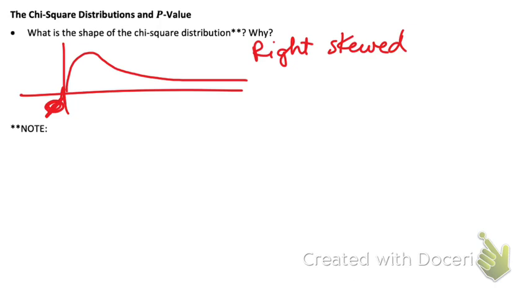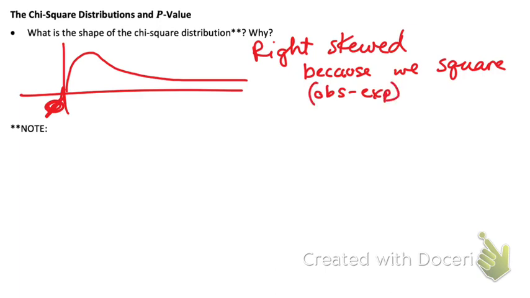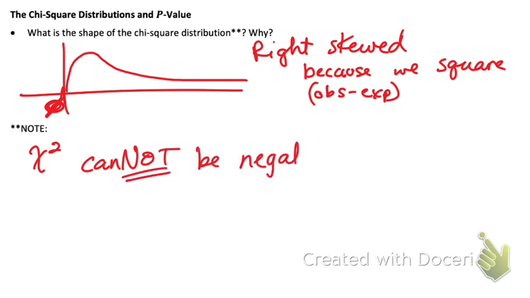So it's always going to be right skewed because we square observed minus expected. Okay, so this is cool. Right skewed. Please note, chi-squared cannot be negative. And as Ryan so eloquently put it, if you get a negative chi-square statistic, you done goofed. Okay? Don't be doing that.